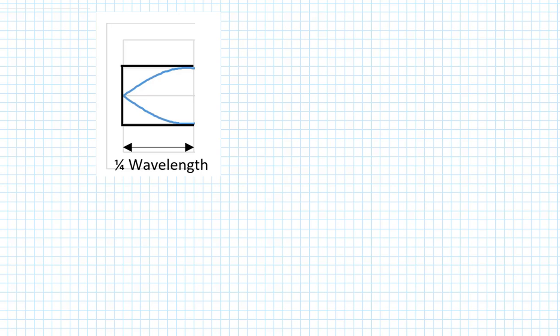The smallest pipe that has a standing wave will look like this. If we draw in the rest of the wave, this is one wavelength. So you can see the pipe is 1/4 of the whole wavelength.